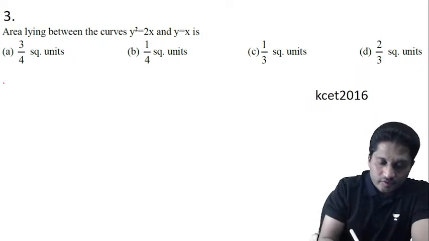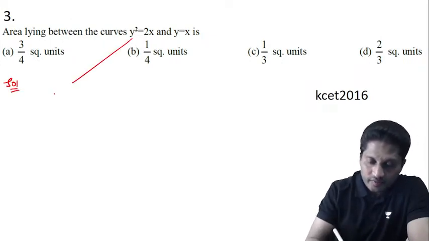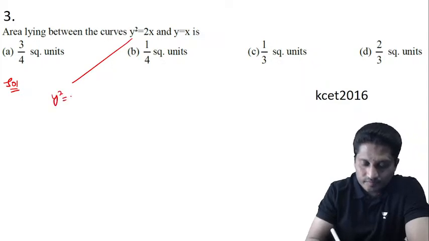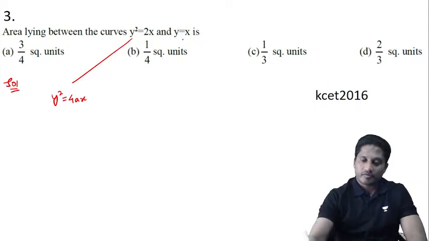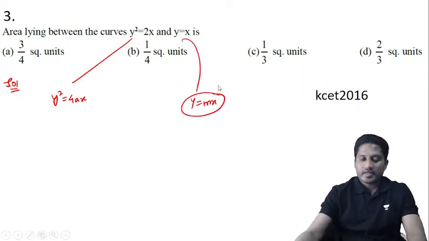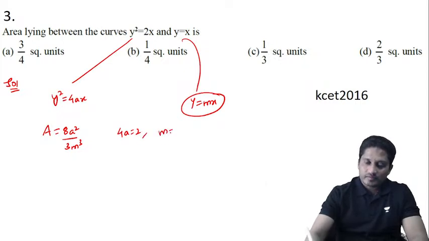See, again, you can use the shortcut. Area bounded by the parabola y square is equal to 4x and the line y is equal to mx. Area is equal to 8a square by 3m cube. If you compare, you get 4a is equal to 2, and then m is equal to 1.